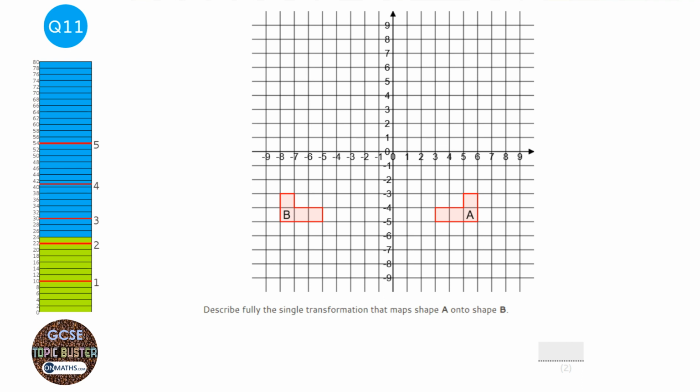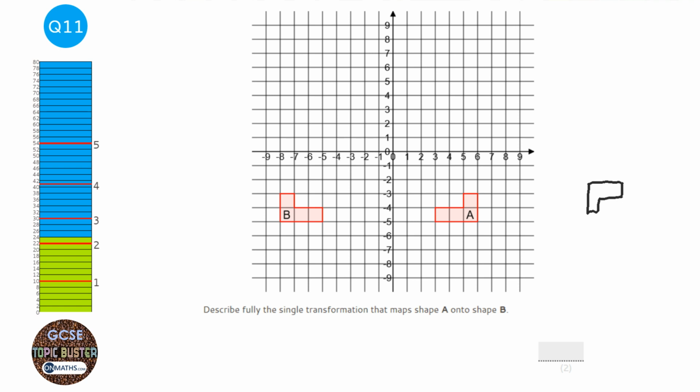Has it got bigger or smaller? Well, no, it's the same size. Something weird has happened to it, but it's the same size, so it's not an enlargement. Has it been rotated? Now, this is a bit of a funny one. You could almost say that this has been rotated, but if you think about it, A, when it rotates, will look like that, and not like B, so it hasn't rotated. The fourth one, which this is, is a reflection.